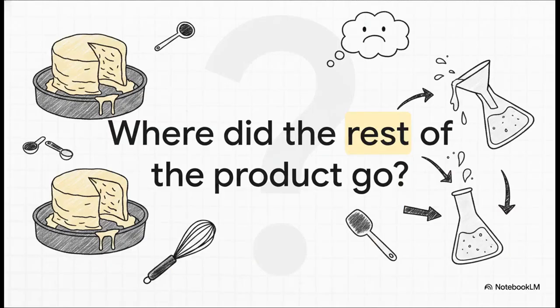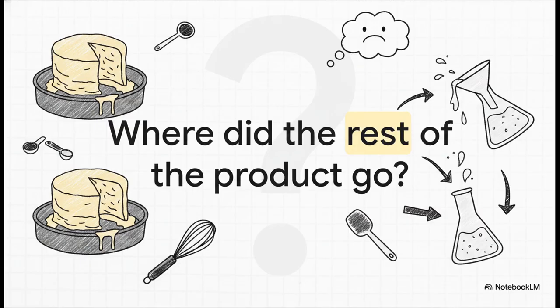Picture this. Have you ever followed a recipe perfectly? Let's say you're baking a cake, and you've measured every single ingredient down to the gram. But when you pull it out of the oven, it's only half the size you expected. Where did the rest of it go? Did some batter stick to the bowl? Did it spill over the edge? Well, that exact same frustration happens constantly in the chemistry lab.